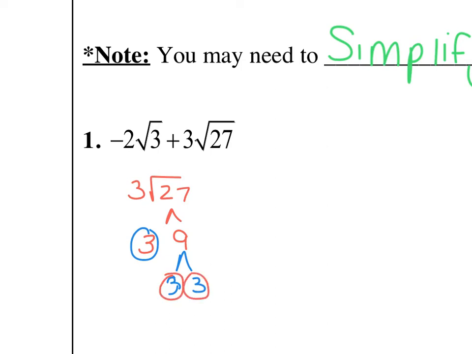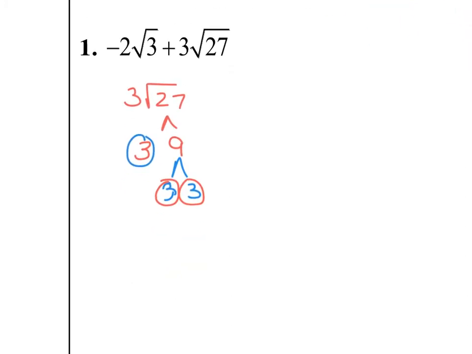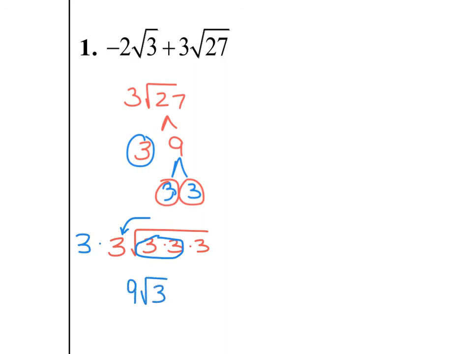I circle my 3's. Now I'm going to do my 3 radical 27, but I want to make sure that I put all my primes under the radical. So I have 3 radical 3 times 3 times 3. I now circle my double on the inside, single on the outside. And now I say to myself, well, I just brought a 3 on the outside, so I have to do 3 times 3. 3 times 3 is 9. So I have 9 radical 3. So 3 radical 27 is equivalent to 9 radical 3.